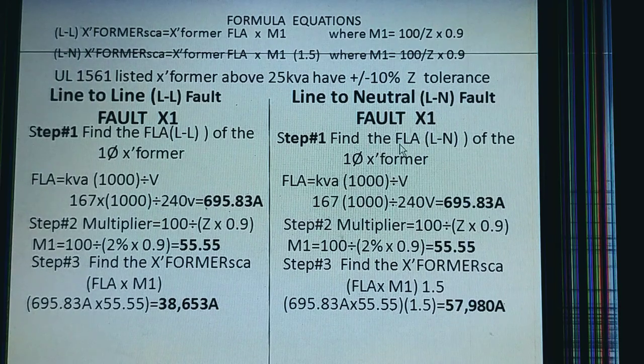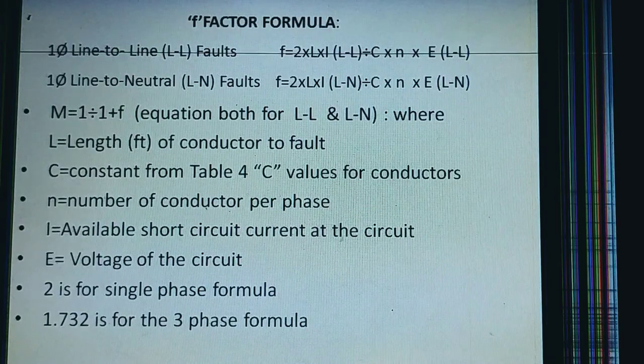They have different calculations and results, except for step number 3, where you find the transformer short circuit current. According to the formula we have here, the FLA times the multiplier M, we have 38,000 by multiplying this 695, 55. For the line to neutral, this is going to be a different one because of the 1.25, and this is going to be 57,980 amperes.